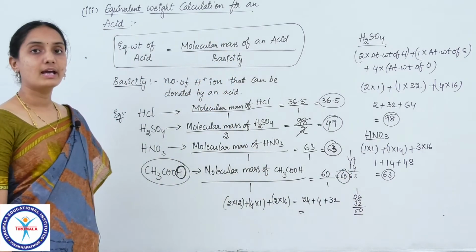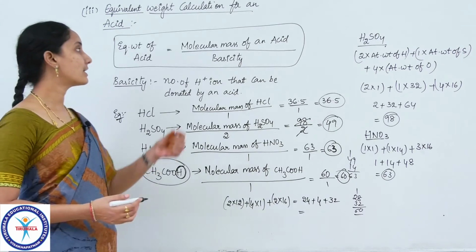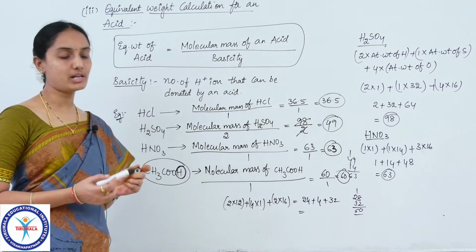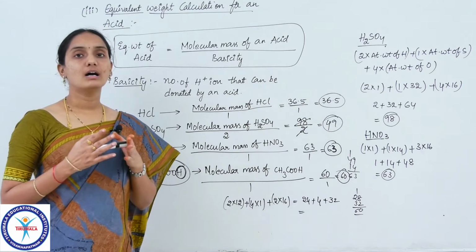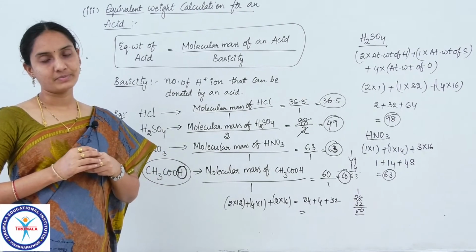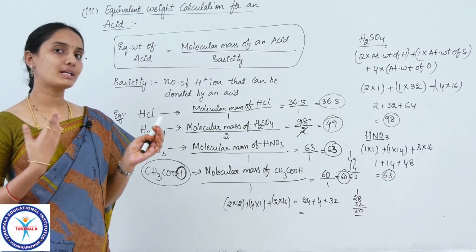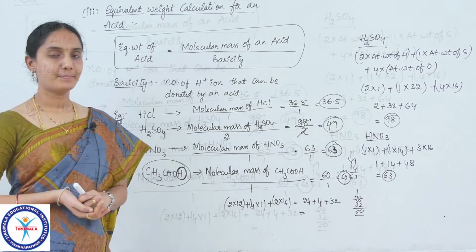So in that way, if they give you any acids, how do you calculate the equivalent weight of an acid, children? Just divide the molar mass of that acid by its basicity. According to the basicity value, the equivalent weight of a particular acid may vary.